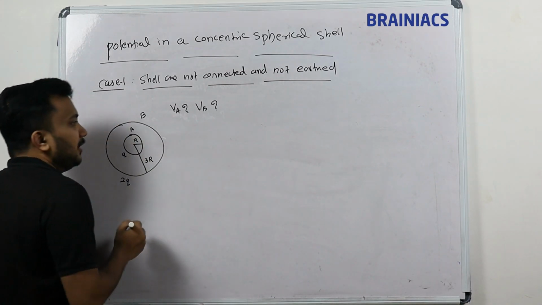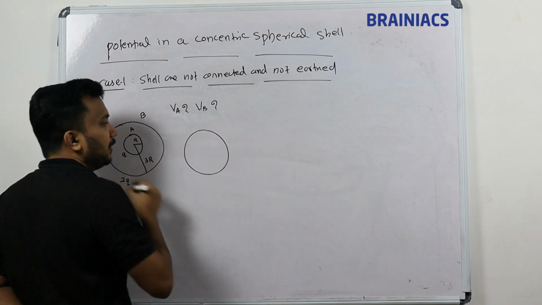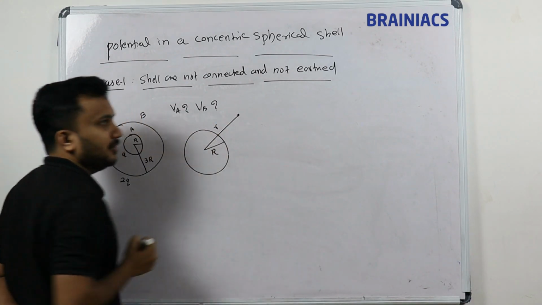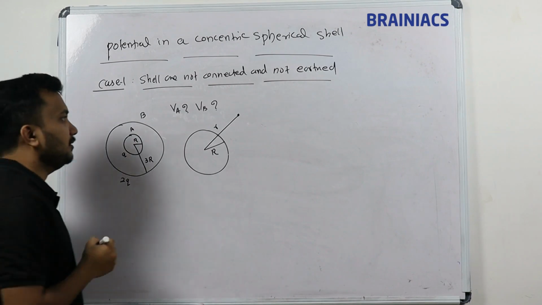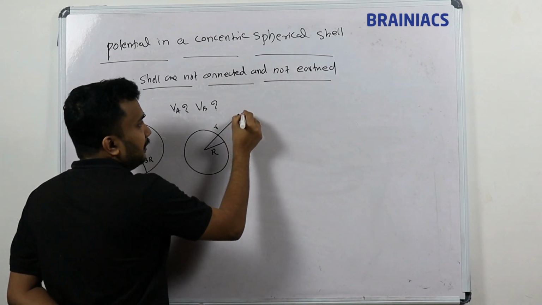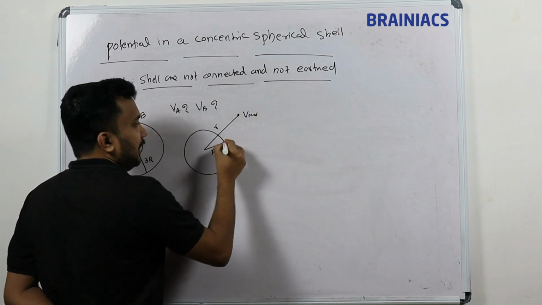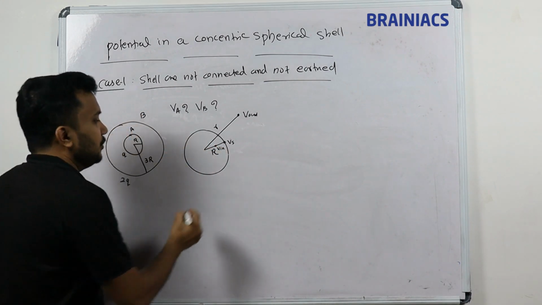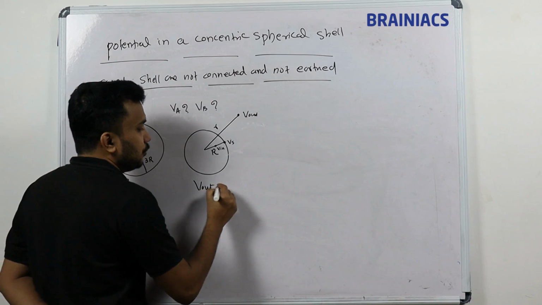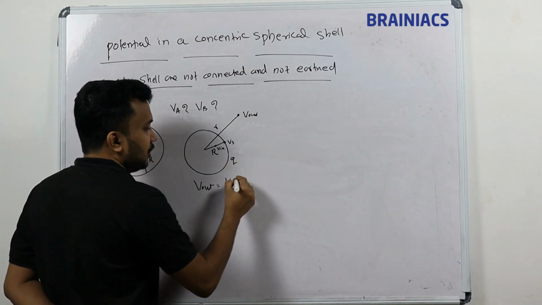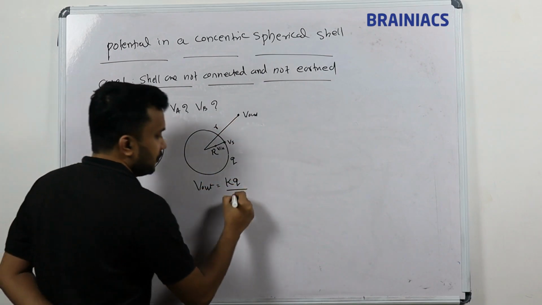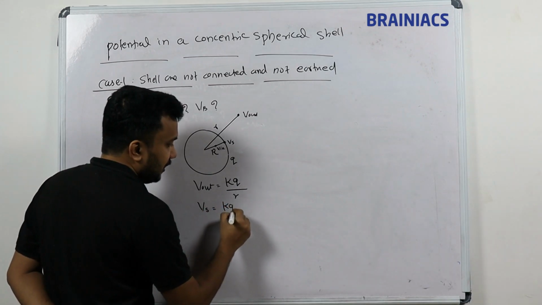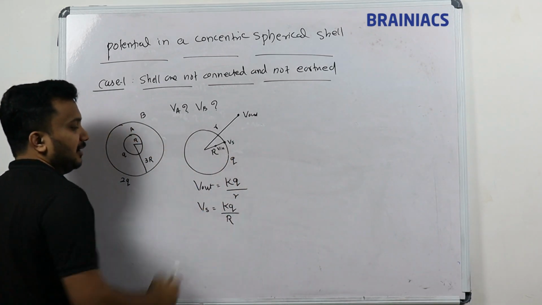Normally, in the case of a sphere whose radius is R, we have different points available: inside point, surface point, and outside point. If I take any point outside, this is the outside potential. We know the outside potential is equal to KQ divided by the distance from the center, which is KQ by r. The potential at the surface is equal to KQ divided by the radius of the sphere, capital R.